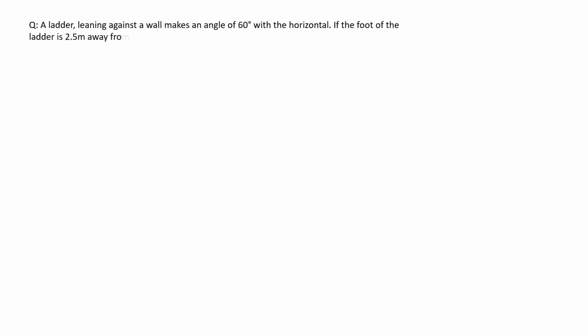Today we discuss some questions on applications of trigonometry. To start with the first question: a ladder leaning against a wall makes an angle of 60 degrees with the horizontal. If the foot of the ladder is 2.5 meters away from the wall, then find the length of the ladder. Let's draw the picture.